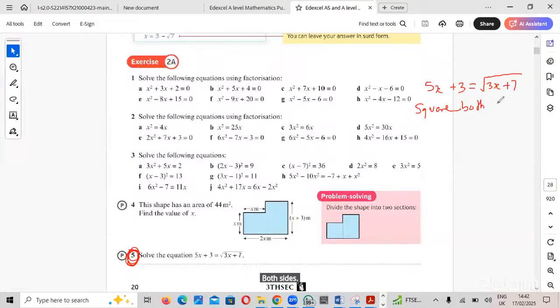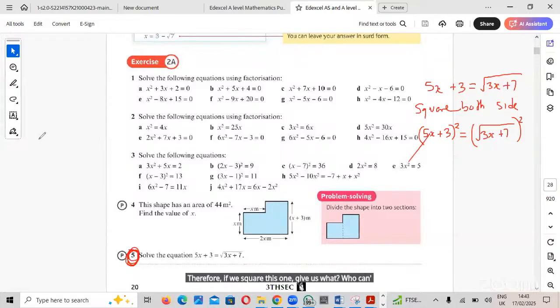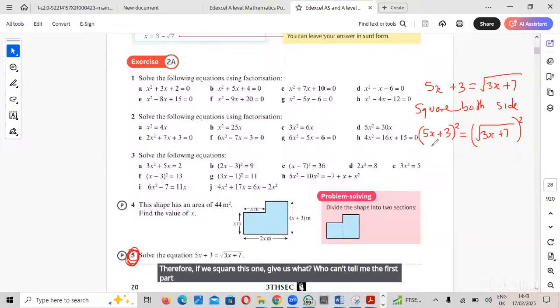Maybe you. Square both sides. So then from that I can have (5x + 3) all squared is equal to root 3x plus 7, all squared. Therefore, if we square this one, what does it give us? Who can tell me? The first part, what does it give us? Who can tell me what the result of this one is?